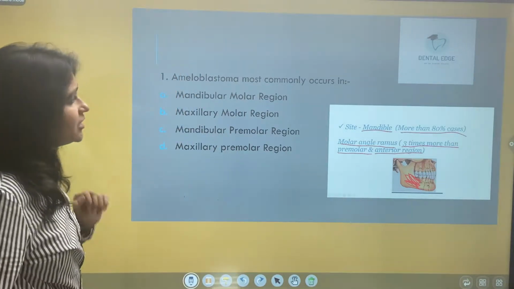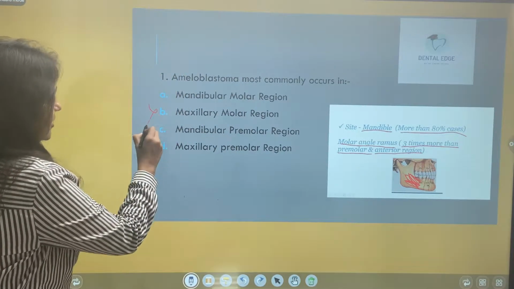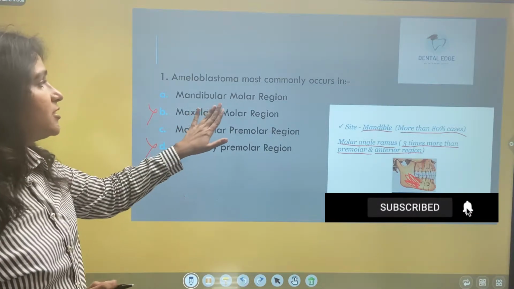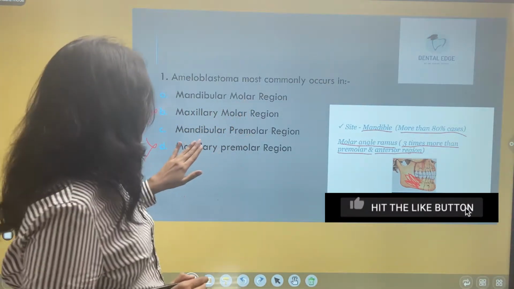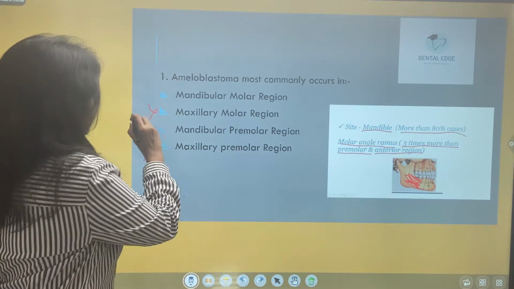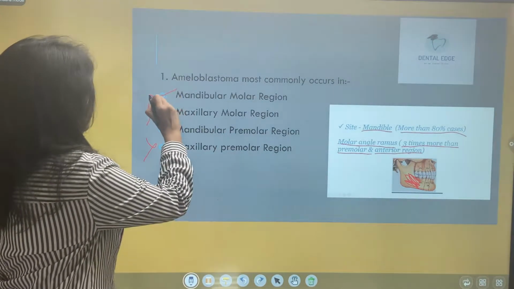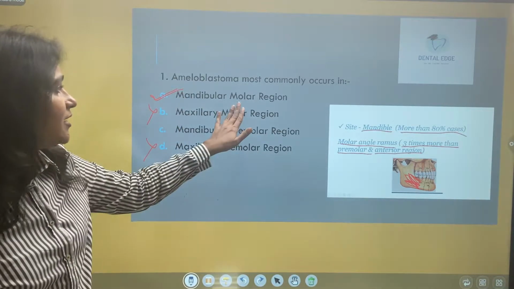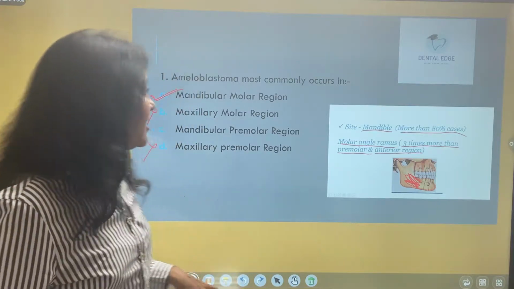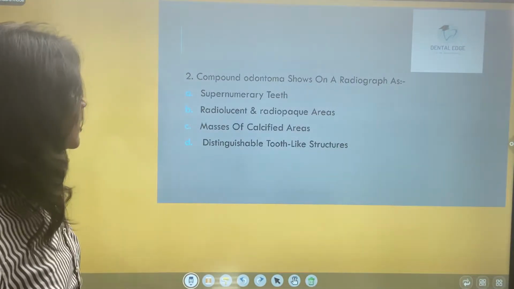So if we see the options, we will cancel the options maxilla, and the remaining two options are mandibular molar region and mandibular premolar region. Among these, as we have seen, the answer is mandibular molar region. So the correct answer is A, mandibular molar region. Let's see the next MCQ.